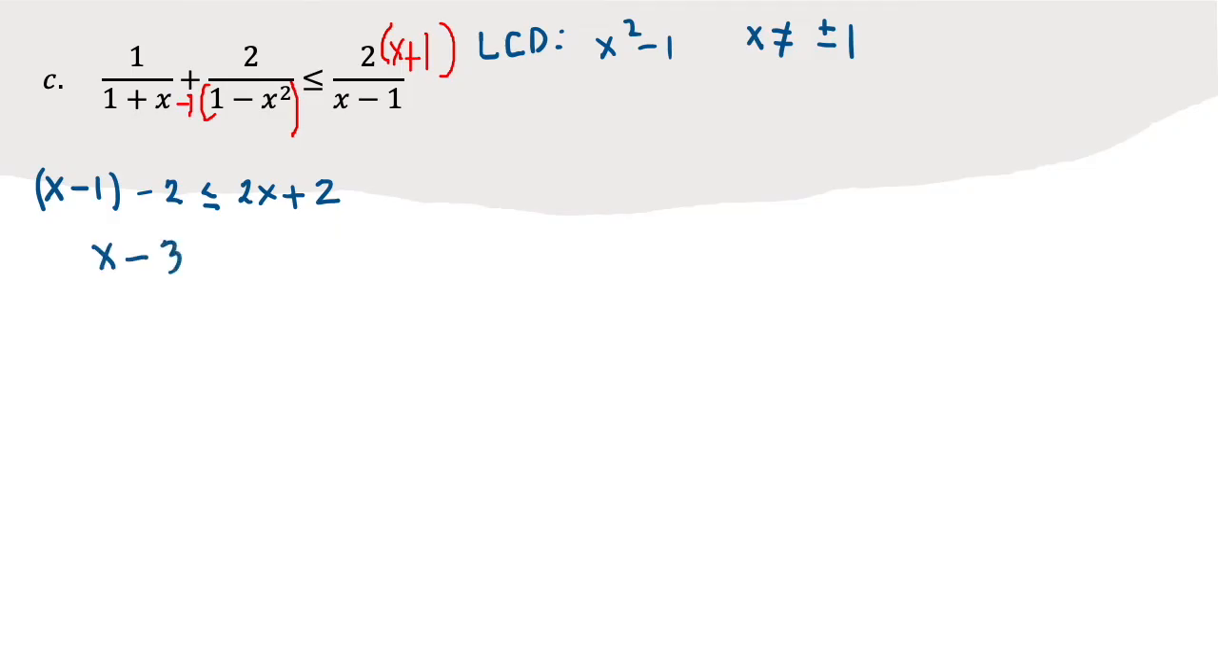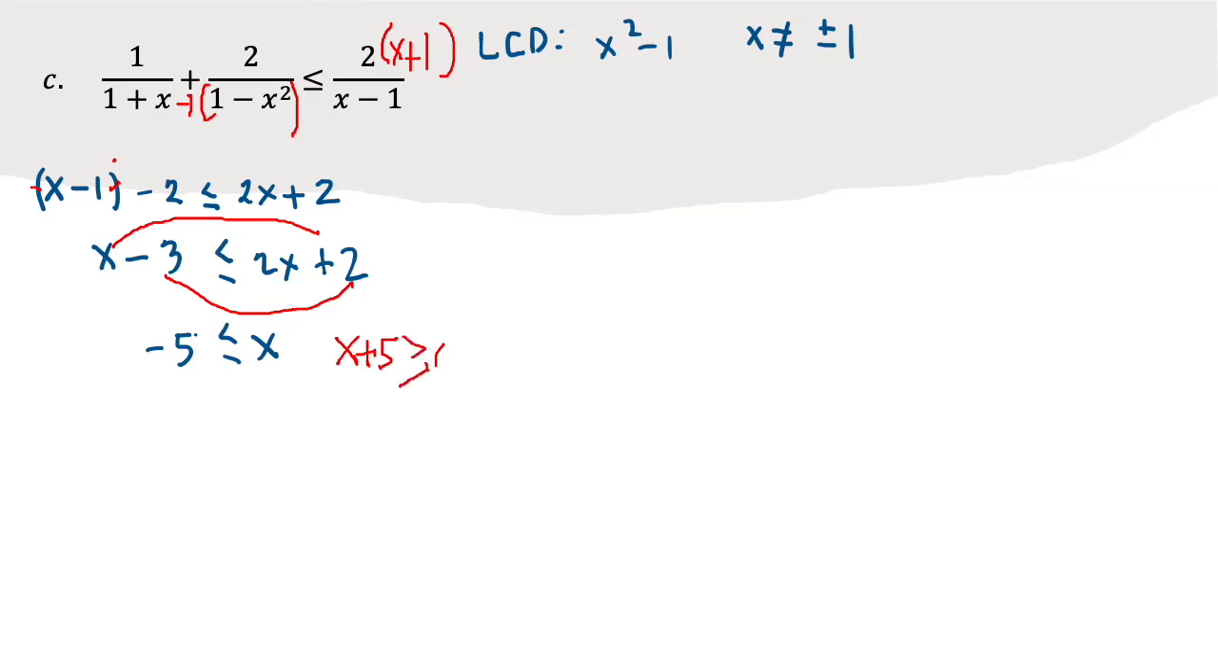And then to continue, this will become x minus 3 because we will remove this parenthesis. And then we will simply combine the terms, x minus 1 minus 2, that becomes x minus 3. And then we will just simply copy the next term, less than or equal to 2x plus 2. And then from here, we can now combine like terms. So 2x, let's put it on the other side, and then 2, let's put it on the other side. That will give us negative 5 less than or equal to x. So we can write this now into an inequality symbol. So x plus 5 is greater than or equal to 0.